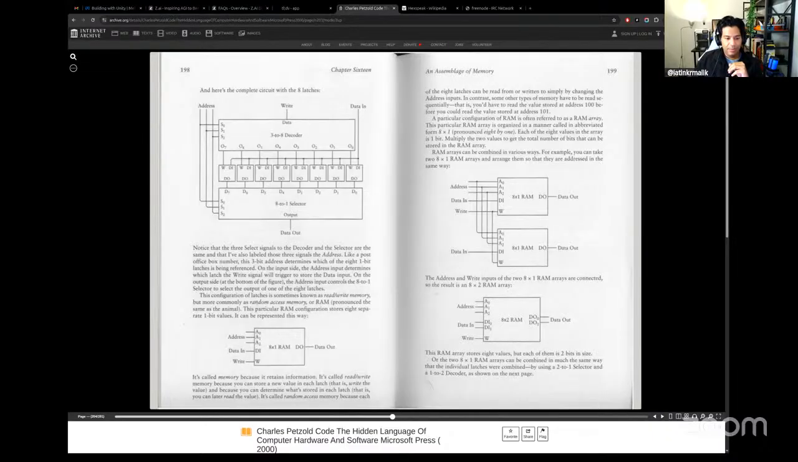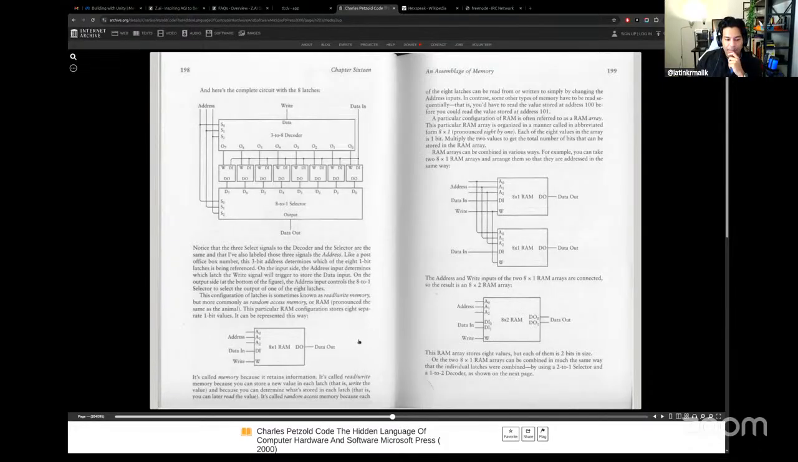So now this particular RAM configuration can be represented this way, where we built a box and say 8 into 1 RAM, and we have now three signals for an address. We have a data in, we have a write, and we have a data out. And now you can randomly access any of the bits, and it stores the memory as long as there is power in this circuit. It will store it and it will keep it. It's called memory because it retains information.